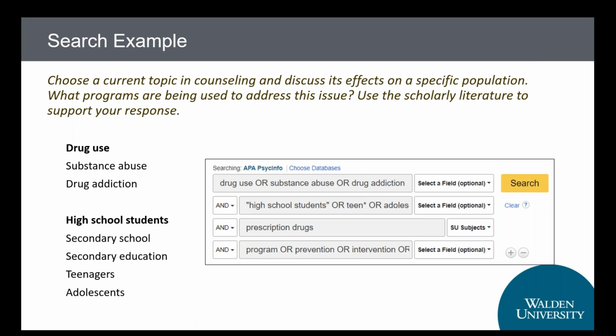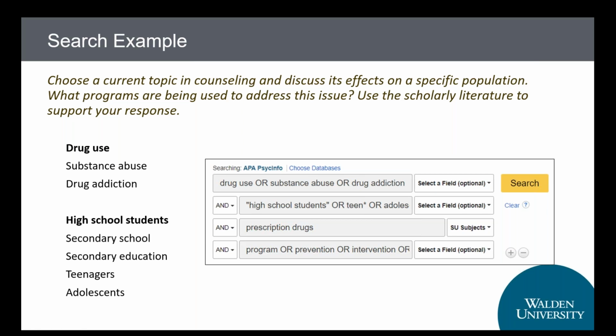The second step, within that first step, is to brainstorm all the synonyms in case researchers or the databases are using terms that are similar but not quite the same as what you're using. So for drug use, a synonym would be substance abuse or drug addiction. And high school students over in Europe is often called secondary school or secondary education. And teenagers and adolescents are also more general, but in that area.